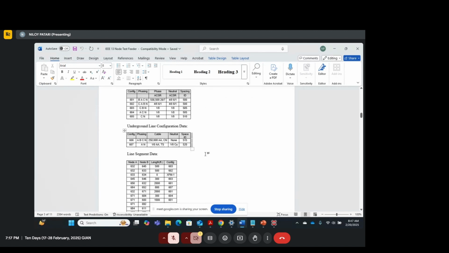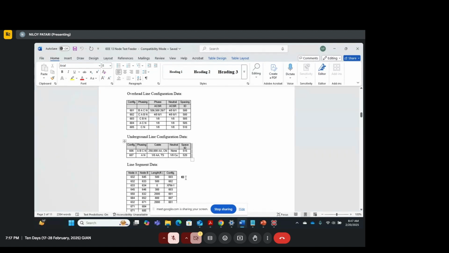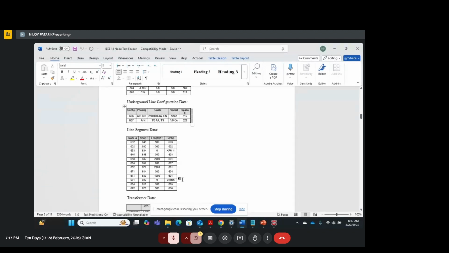So basically what you do is, when you have this line configuration data, you follow it and get the R and X values, right? Resistance and reactance values, which will be per mile or per feet, whatever. And then you multiply by this length. Then you get the actual reactance and resistance value of the distribution line connecting two nodes, right? Similarly, you get this line segment data connecting different nodes.